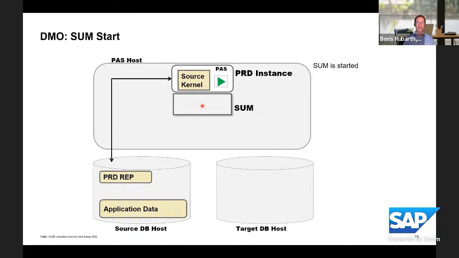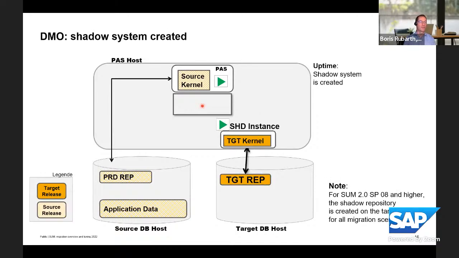We start the software update manager, and the software update manager will create what we call a shadow system. That is a general approach that the software update manager is doing. It's doing some steps already in uptime to reduce the downtime processing. That's not only the case for migration, it's also the case for update or upgrade. And the shadow system consists of a shadow instance and the target repository. So the ABAP repository of the target level that we are aiming here with this combined migration and update.